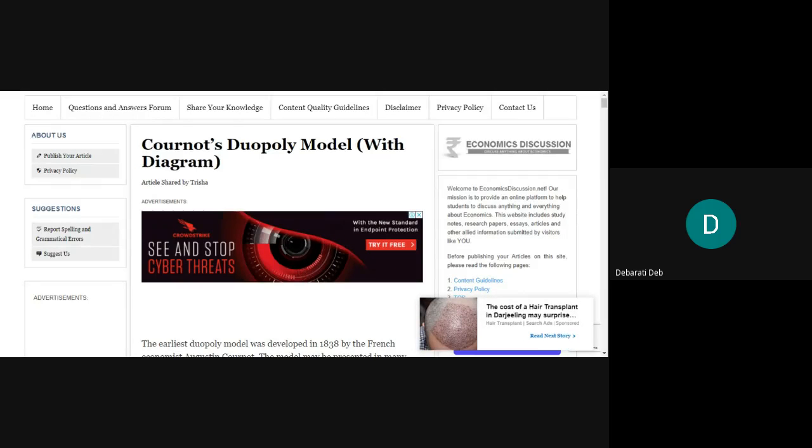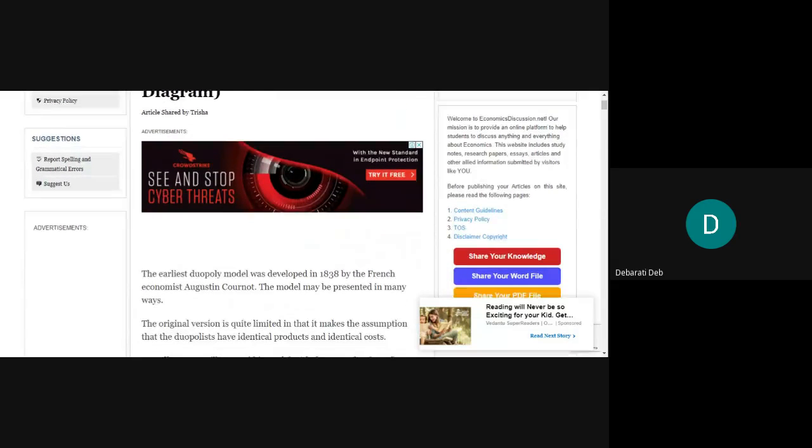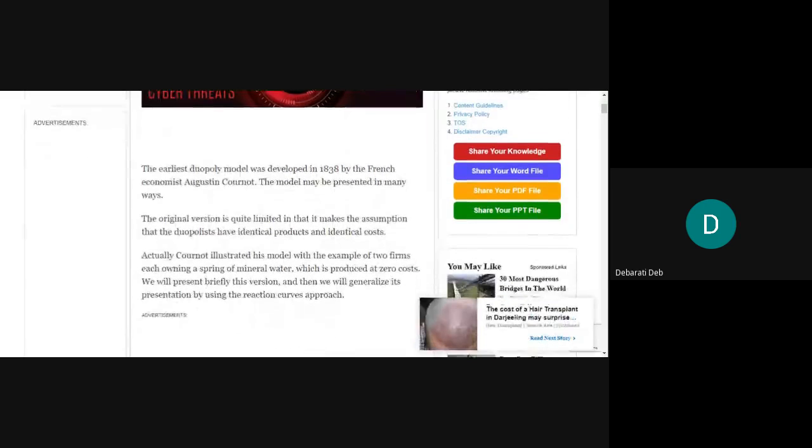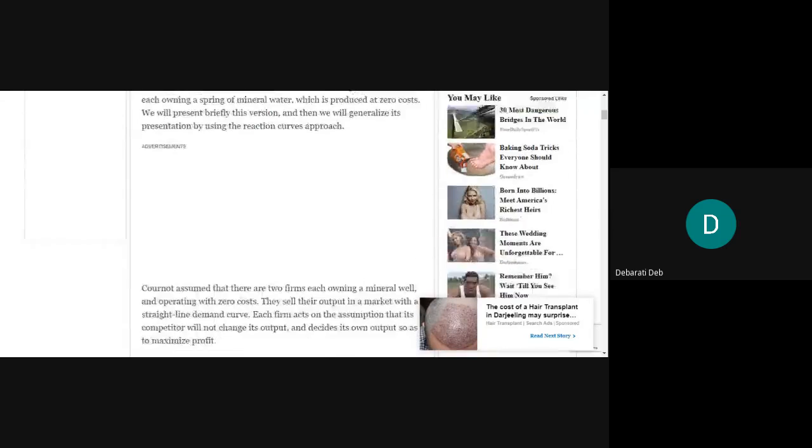In whichever book you are following, please note down the assumptions of Cournot's duopoly model in your copy or keep it with you for your assignment based exams. Okay, go through the assumptions of Cournot's duopoly model. I'm not going to go through that. I am just going to explain the diagram in this class. And the description you can write from this link, as well as from the book. It's up to you.